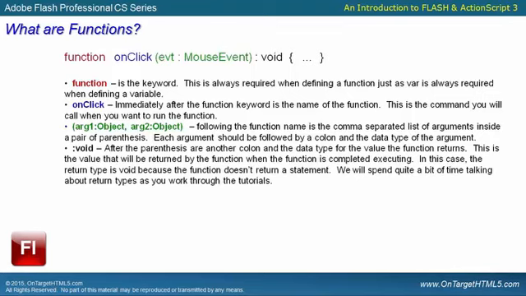The colon void at the end, after the parentheses, is another colon and the data type for the value the function returns. This is the value that will be returned by the function when the function's completed executing. In this case, the return type is void because the function's not returning anything in a statement. We'll spend quite a bit of time talking about return types as we work through the tutorials, and we're going to spend a lot of time on functions. I just want you to understand, when you hear the word function, what it is.